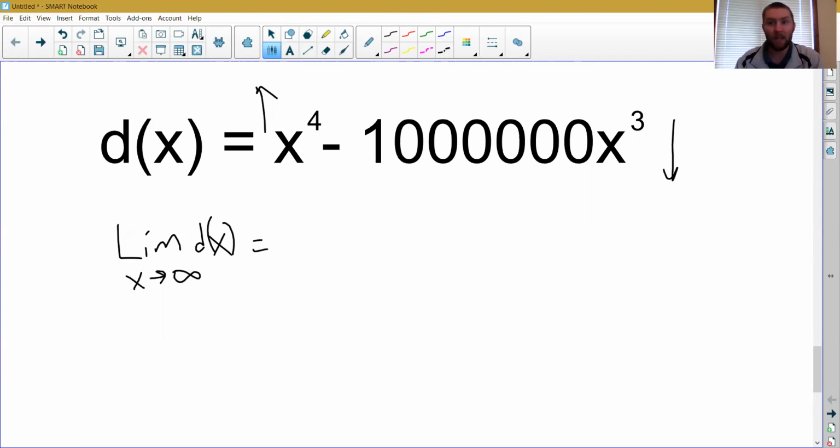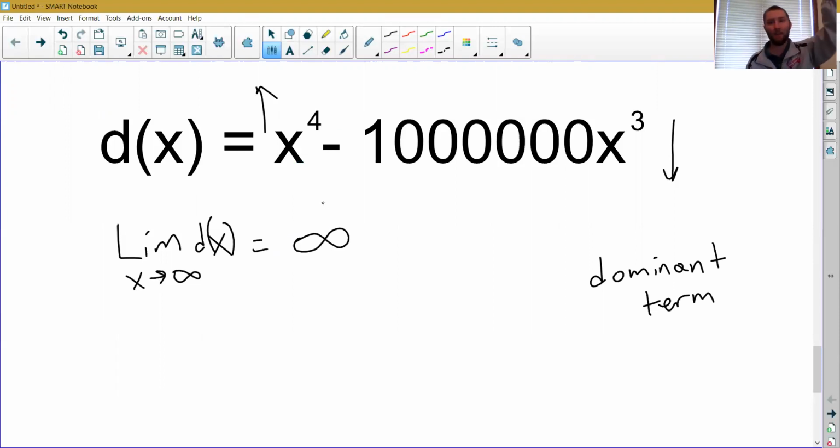We call it the dominant term. Okay, so in this case, x to the fourth is my dominant term. So the dominant term is the one that wins the race to infinity, and that can inform us of what the limit as x approaches infinity of this is going to be. It's going to be positive infinity because the positive wins out against the negative. Okay, positive wins out against the negative.